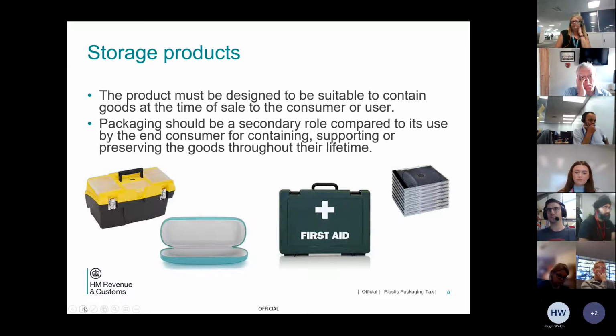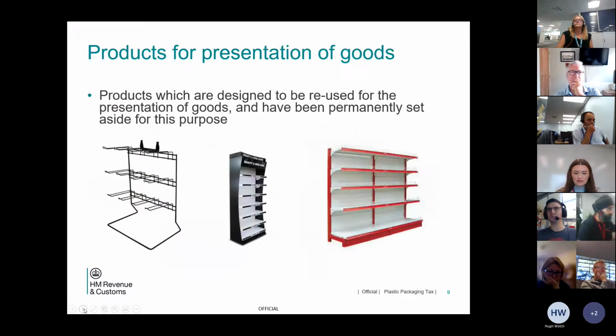Again, we've got some examples that meet this definition on the slide, such as a toolbox, glasses case, first aid box and CD cases. To mention, reusable storage boxes, such as underbed storage, are not in scope of the tax, nor are items like lunch boxes and reusable bottles and coffee cups. Next slide, please.